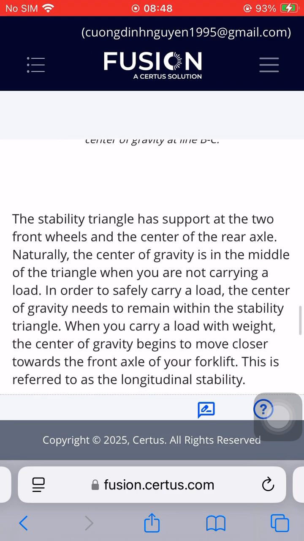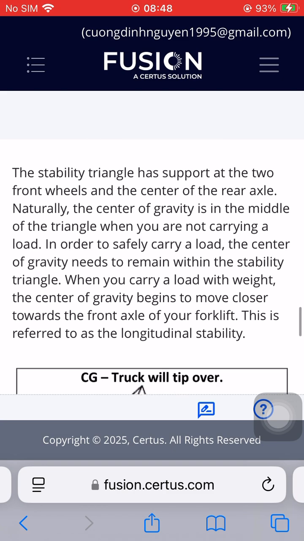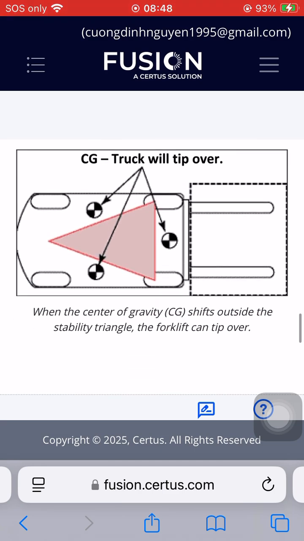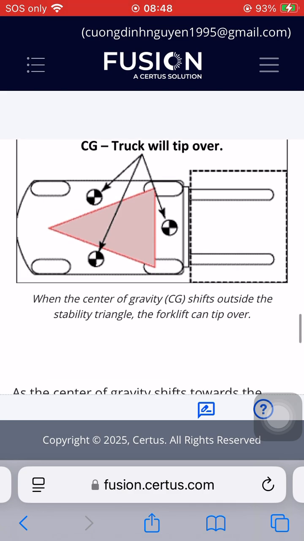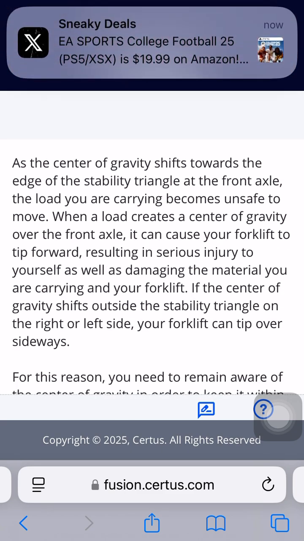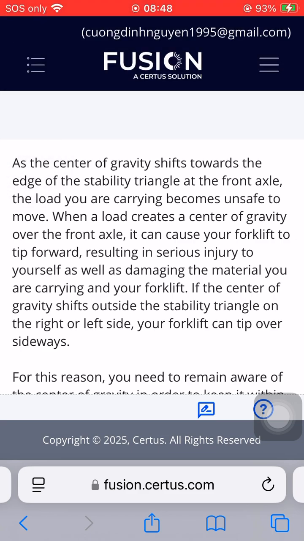When you carry a load with weight, the center of gravity begins to move closer towards the front axle of your forklift. This is referred to as the longitudinal stability. As the center of gravity shifts towards the edge of the stability triangle at the front axle, the load you are carrying becomes unsafe to move. When a load creates a center of gravity over the front axle, it can cause your forklift to tip forward, resulting in serious injury to yourself as well as damaging the material you are carrying and your forklift.